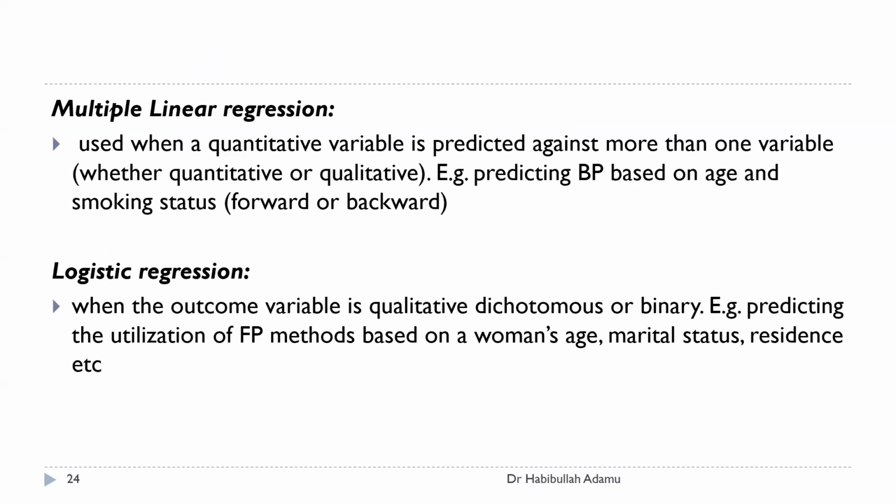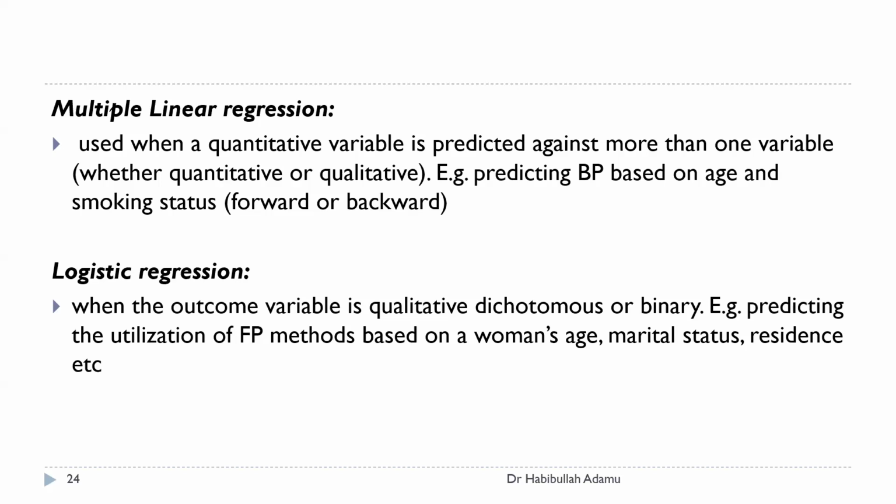For example, you are predicting blood pressure based on one's age and smoking status. It can even be more; you can decide to predict someone's blood pressure based on his age, gender, level of education, income, exercise, and so on and so forth. So once the independent variable is more than one, and what you are predicting is quantitative in nature, you use what? Multiple linear regression.